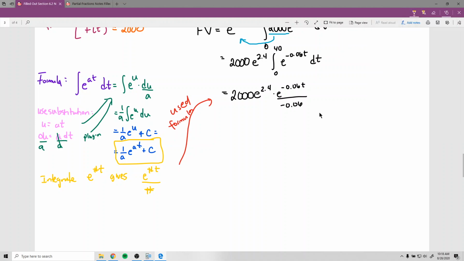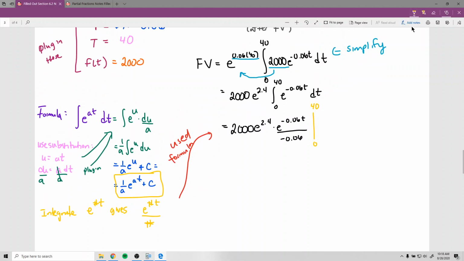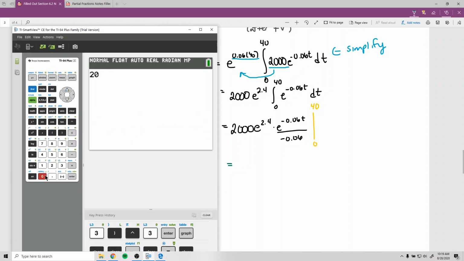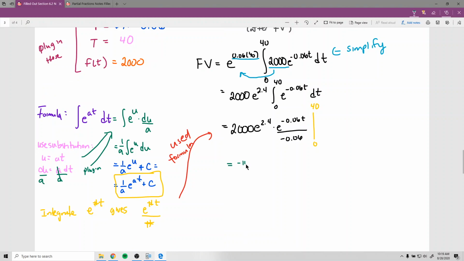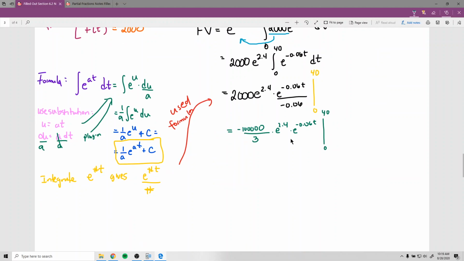Okay. And then evaluate. Don't need a plus c here because we have a definite interval. We're evaluating from 0 to 40. Now, do what we always did before. What I recommend is, since you have two parts with e and two parts without e, simplify the parts without e. So you got 2,000 divided by negative 0.06. That doesn't simplify a lot, but it's negative 100,000 over 3. Then we got times e to the 2.4, then times e to the negative 0.06t, and then we'll evaluate. So I just simplified it a little bit.